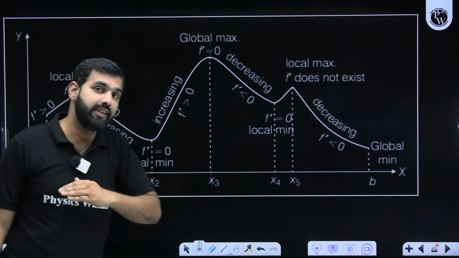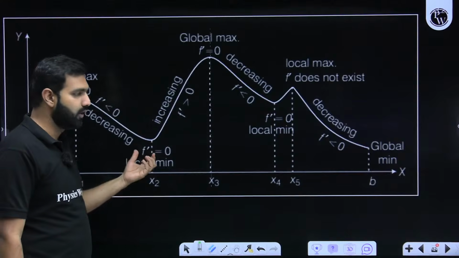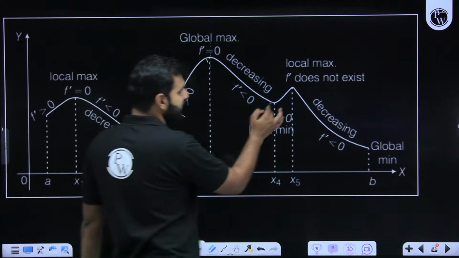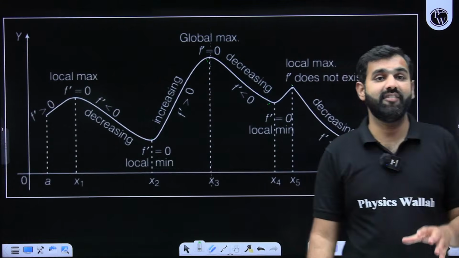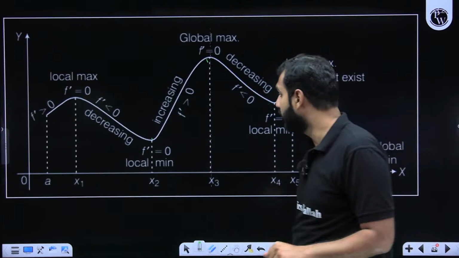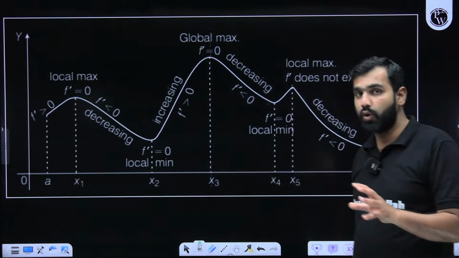And among all these critical points, the value of the function. So among all these points, whichever is the highest will be the global maxima and whichever is the least will be the global minima.